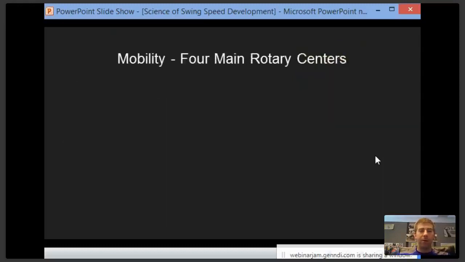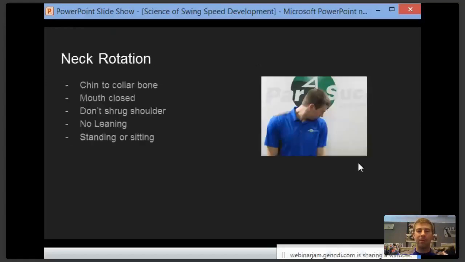All right, so those are the first two areas that are outside of the physical realm. We're going to spend a bit more time in the physical realm because that's obviously where we specialize. So going into that third quadrant is mobility. You have 4 main rotary centers: your neck, your shoulders, your thoracic spine, and your hips. If you fail to rotate in those 4 areas, you don't have full range of motion in those 4, I will say nothing else really matters, because that's going to be a block to you in terms of being able to get to where you want to go.